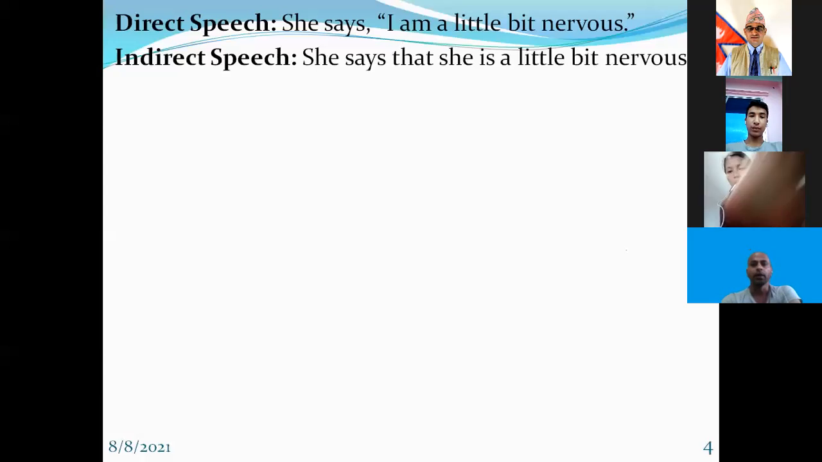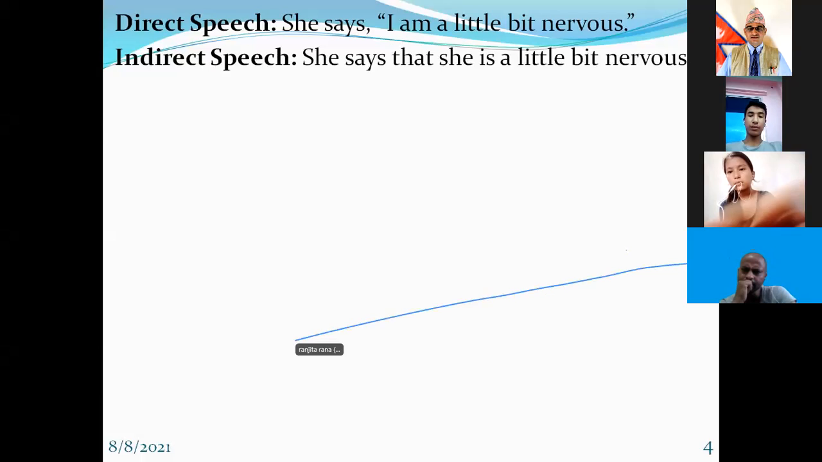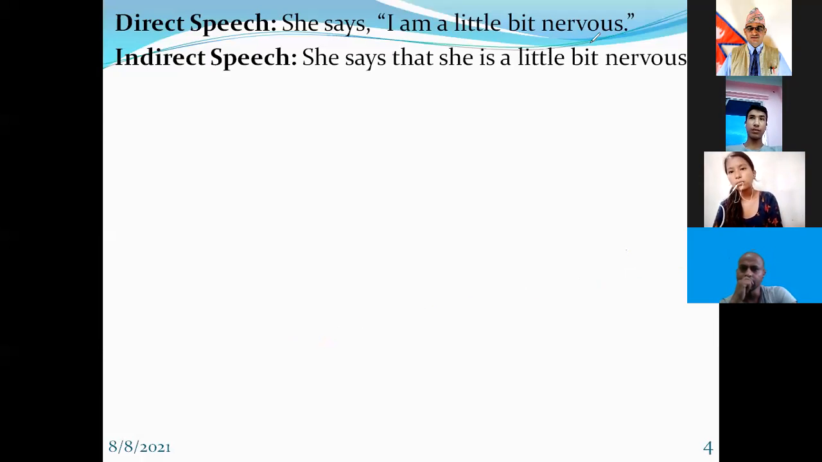So as there was confusion in our first example, that confusion will be deleted here. Sir, I was telling that she tells that she is a little bit nervous. Tells, we can use tells instead of says.